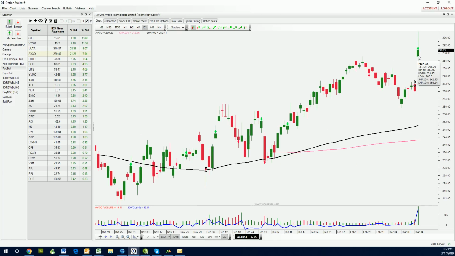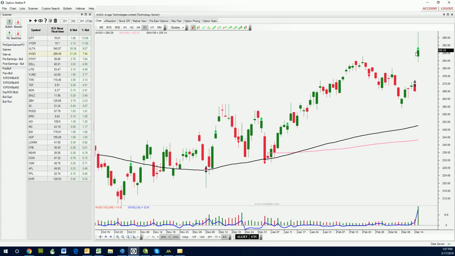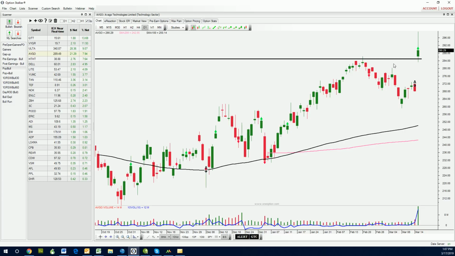AVGO, similar type of setup, really nice breakout here, not the compression that we had in ULTA. I prefer to have that compression, a horizontal compression like this right here, versus one where the stock has pulled back and gapped through. Doesn't mean that this isn't a good candidate. It very well could be. I'm going to set an alert on this and I'll put it right below that opening price from Friday. It also gapped higher on earnings. It also had very good volume.